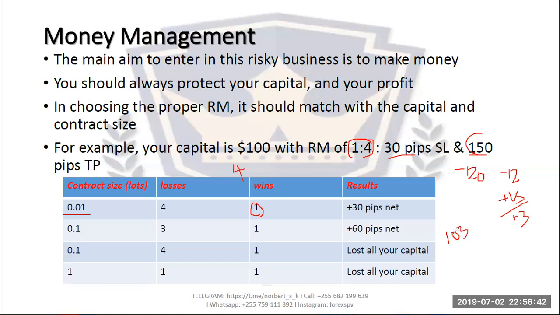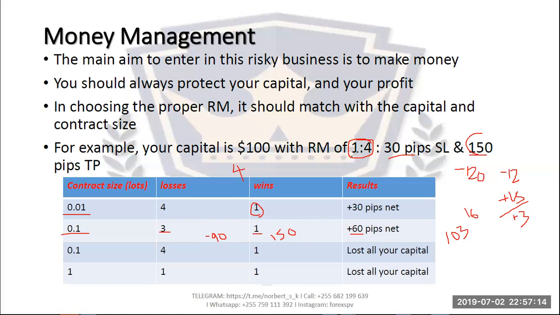Now let's take a look. You're using 0.1 lot size. You get 3 losses, and the 4th one you get a win. You have a negative 90 here. Your account will remain with $10. Fortunately, you have $150 here. So if you add 10 plus 150 is 160. So your account will have around $160.